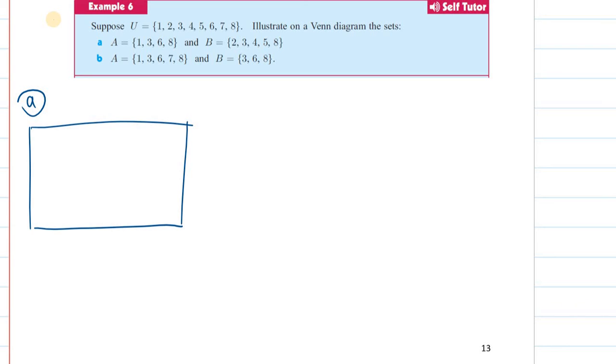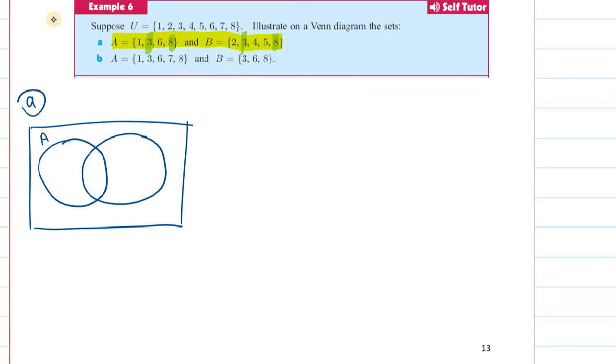Then I'm going to look at the two sets. Do they have any overlapping parts? It turns out they do. They both have 3s, and they both have an 8. So when I draw my circles, they are going to overlap. Make sure you draw them big enough that you can write stuff in the circles.